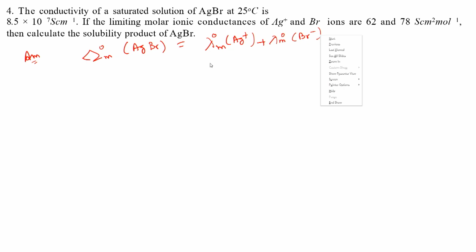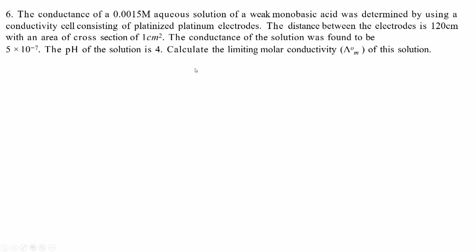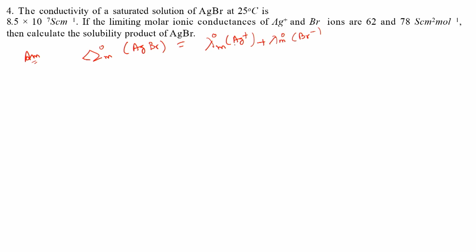Now, we substitute the value of lambda m naught of Ag plus and lambda m naught of Br minus. Okay. So, now you substitute the values. So, you get 62 plus 78 S centimeter square mole inverse, right. So, we get 140 S centimeter square mole inverse.